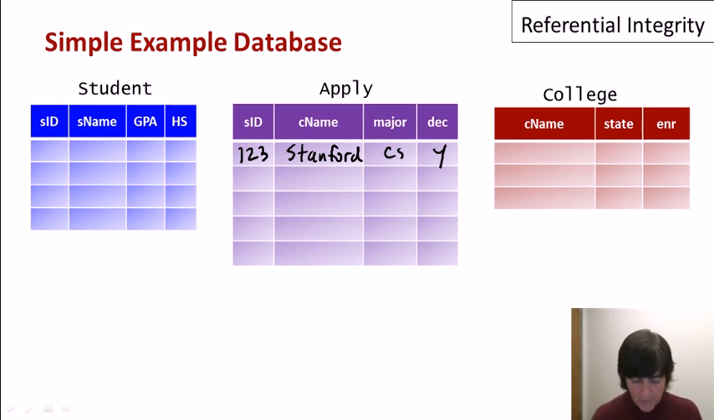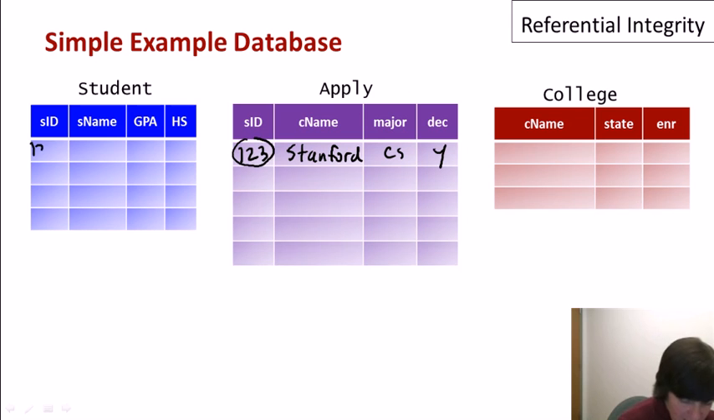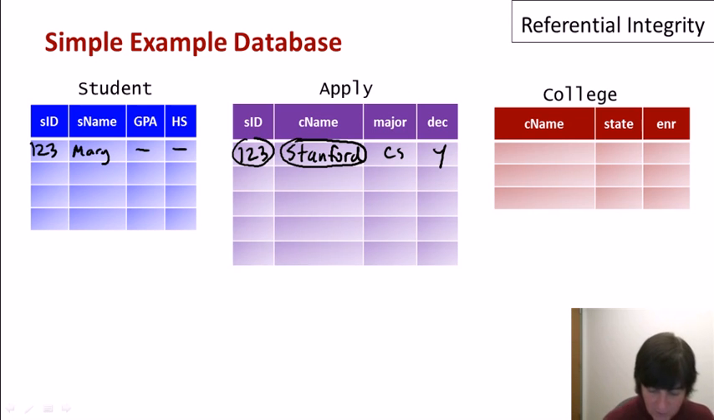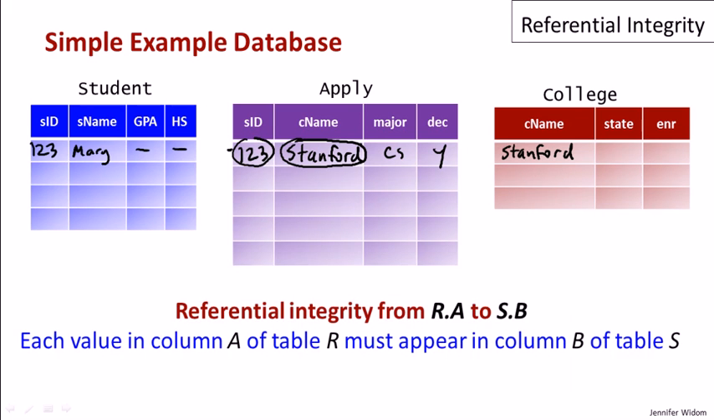When we have this tuple, the value in the SID field here of 123 presumably refers to a value here of an actual student. So maybe 123 is student Mary with some GPA in some high school. And furthermore, the Stanford value in the CNAME or college name attribute is presumably referring to the college name in the college table. So we would expect to have a Stanford value here. Referential integrity talks about these values here referencing the corresponding values in the other tables.